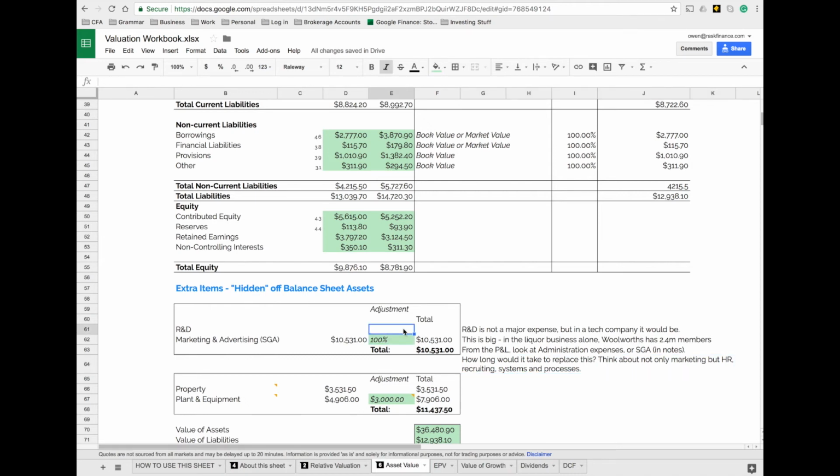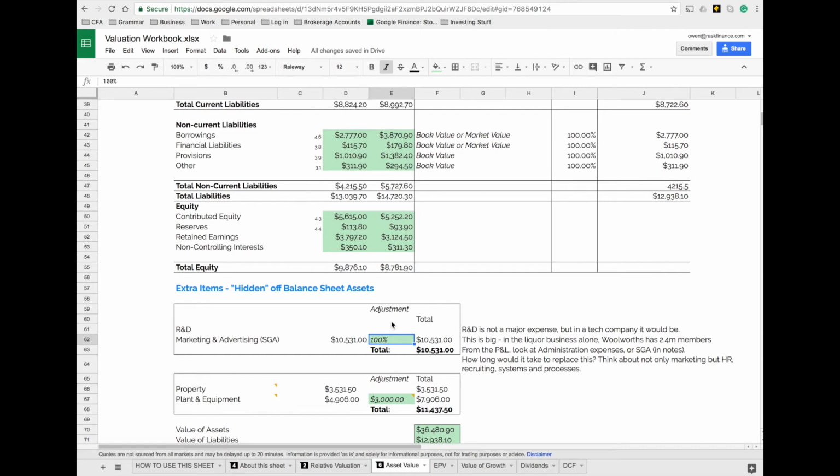So one way I did that is I said, Woolworths selling, general and administration, which I just got from the annual report, was $10.5 billion last year. I'm saying that a new competitor would need to spend 100% of that to get to where Woolworths is today. So let's just think about that. 100% of last year's selling, general and administration.